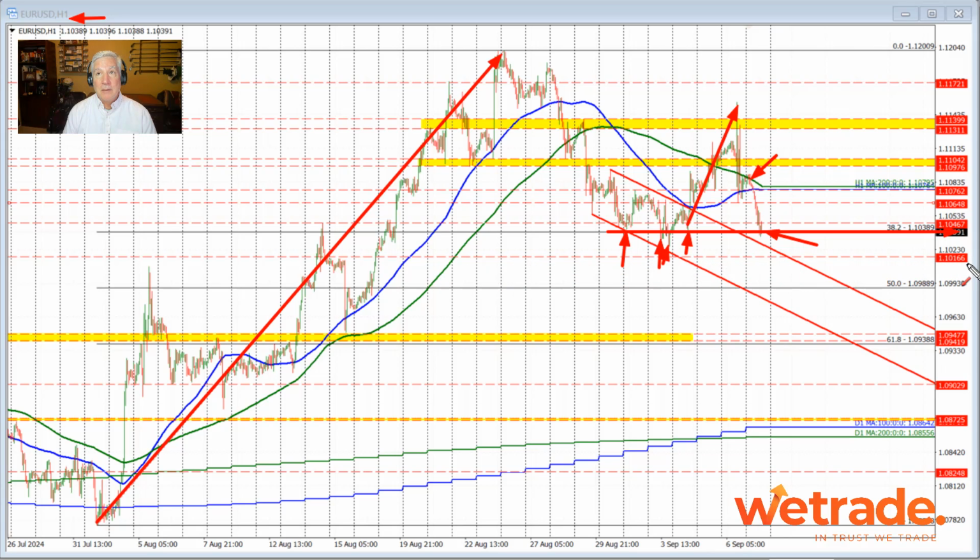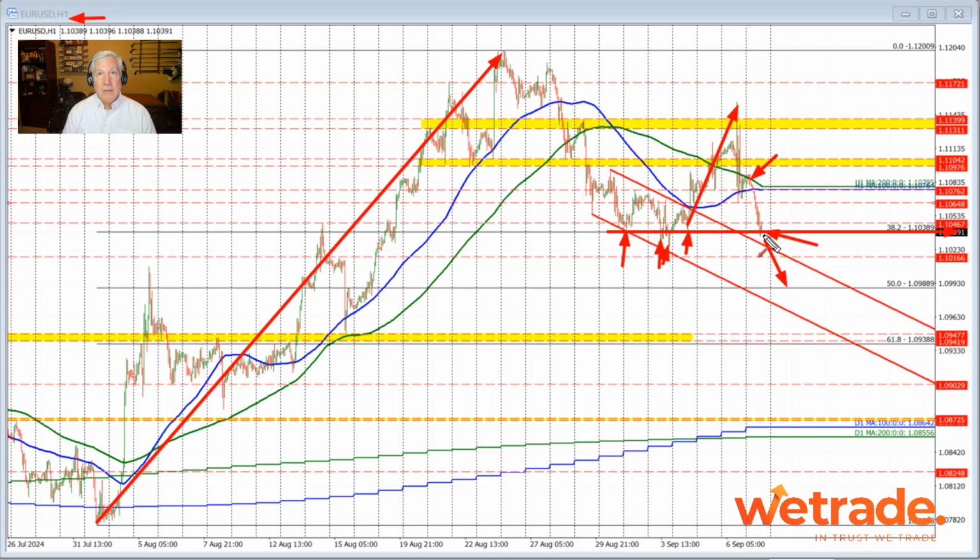I have earmarked this 1.1016 level, but ultimately the 50% retracement here at 1.09889 would be another key target. You might add the natural support at the 1.10 level as a potential support level on the downside.